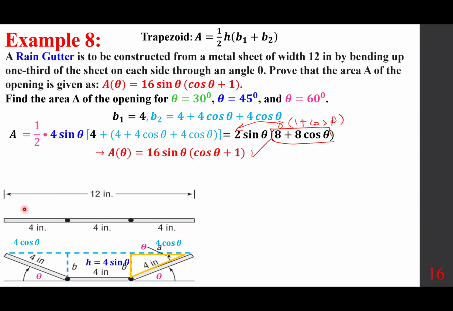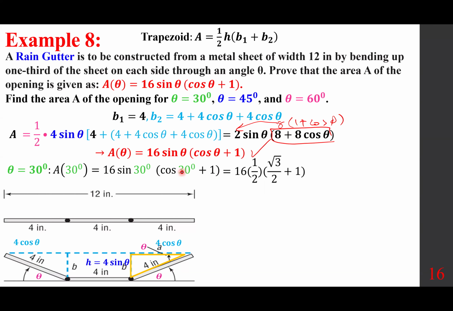Now we plug in 30 degrees. So we proved this is right. Plug in 30 degrees. You know sine of 30 is 1/2. Cosine is square root of 3 over 2. 16 times 1/2 is 8. And you multiplied by square root of 3 over 2 becomes 4 square root of 3 times 1 is 8. This is the exact answer, everybody. Exact. Roughly 14.93 inches squared.